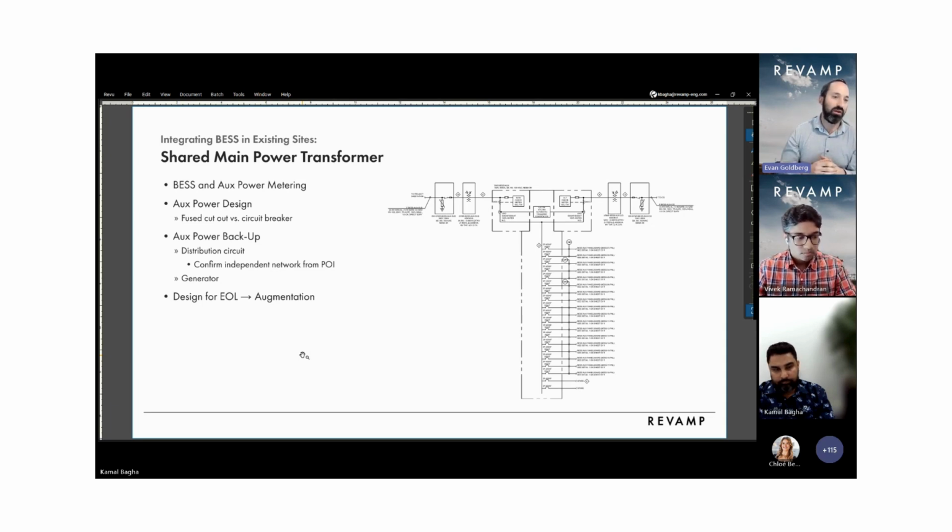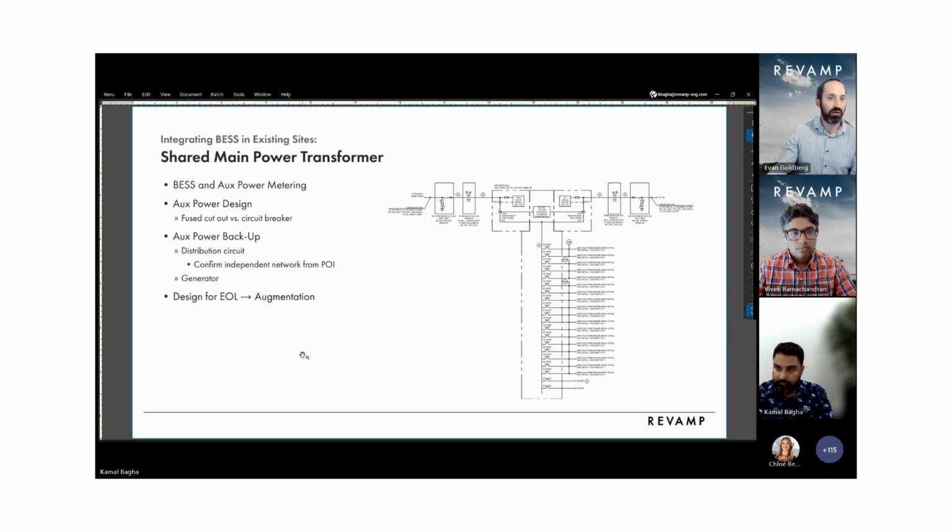And one of the big things that we often see gets forgotten is that you shouldn't be designing for what you think you need today. Rather, you should be designing for end-of-life augmentation, when you add all that, what you need to add to your system, right? To make sure the end stage is provided for.